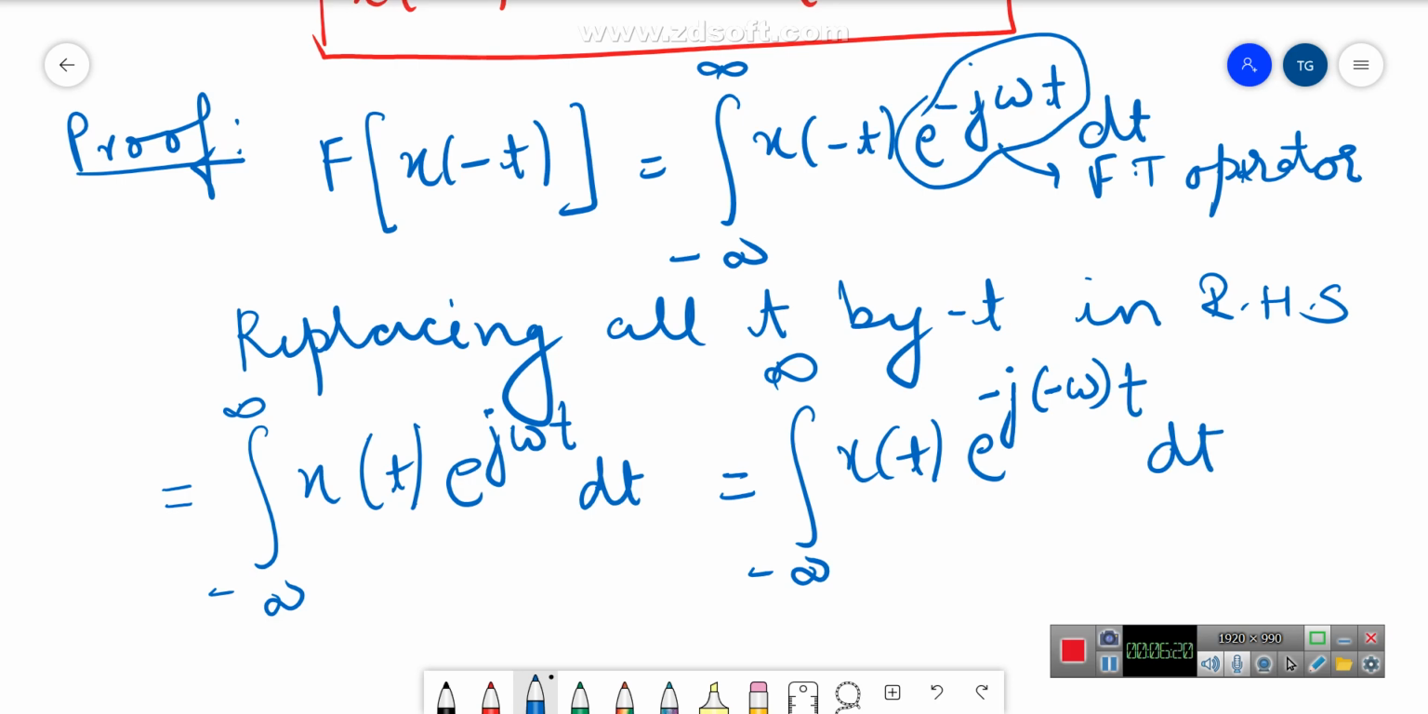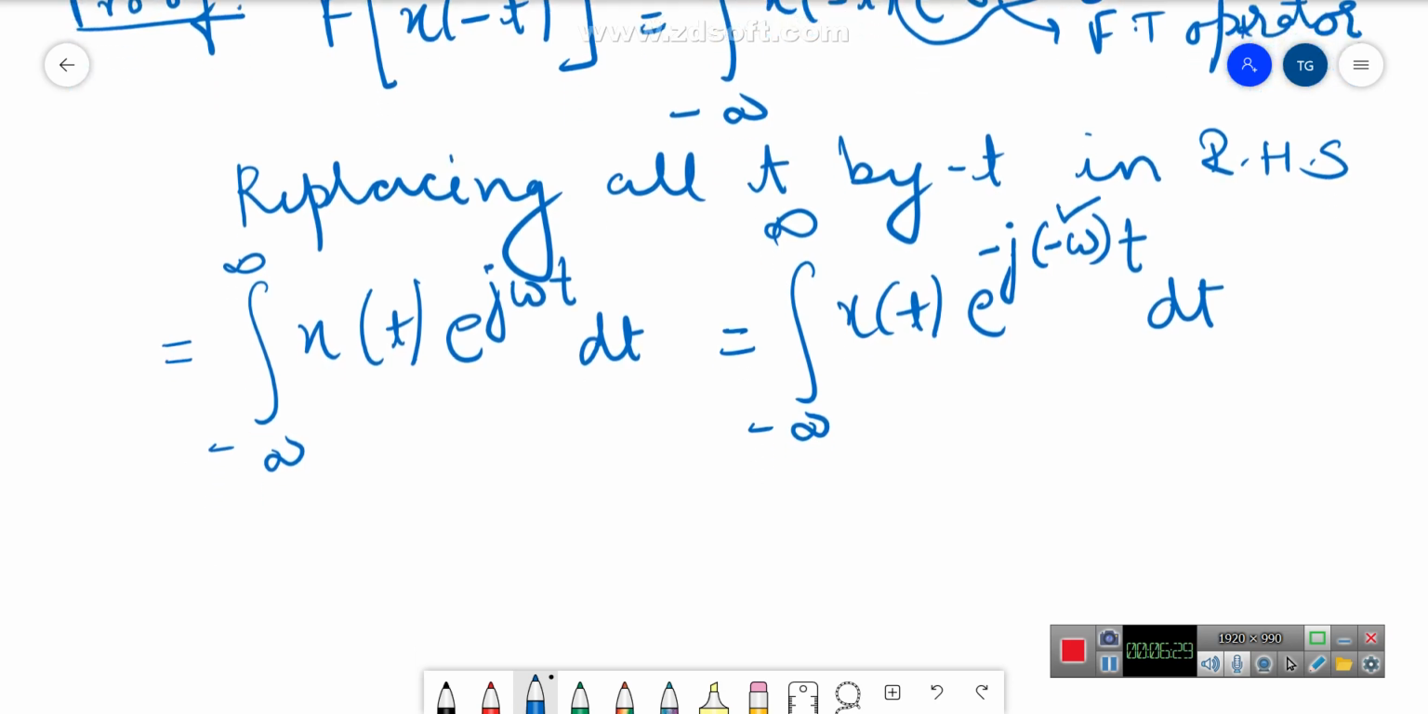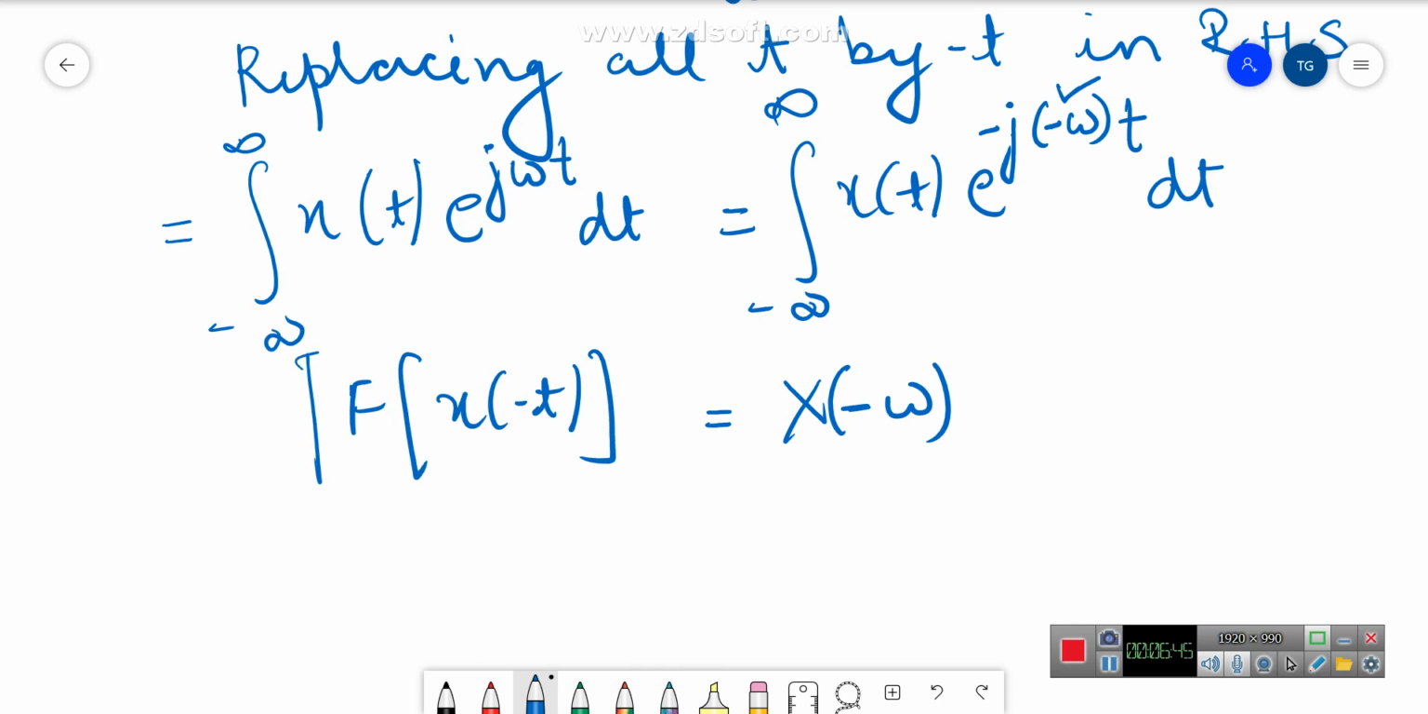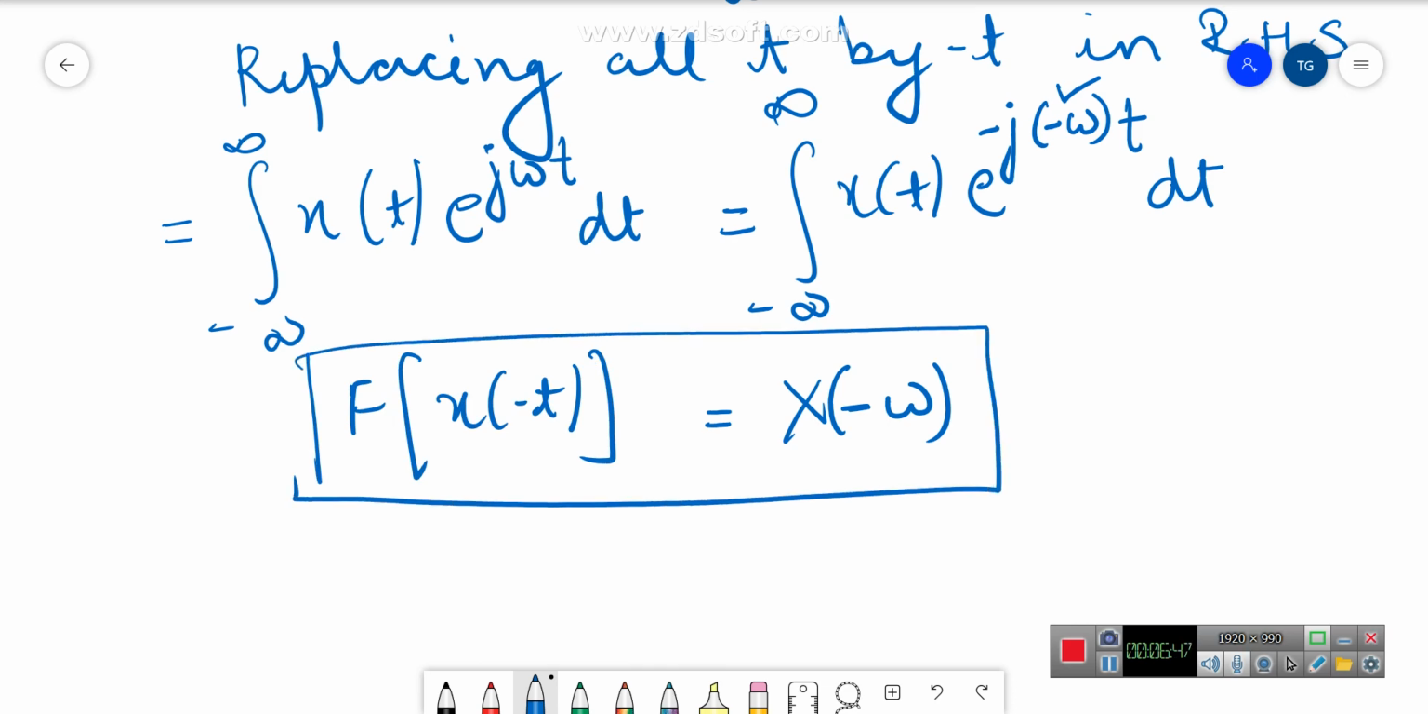So from the definition we know that in whatever condition my frequency term is with this Fourier transform operator, that will change my frequency in the frequency domain. So this is minus omega, so here also it will be minus omega. So this is how my Fourier transform of x of minus t will be, and this is my time reversal property. We have successfully proved it.